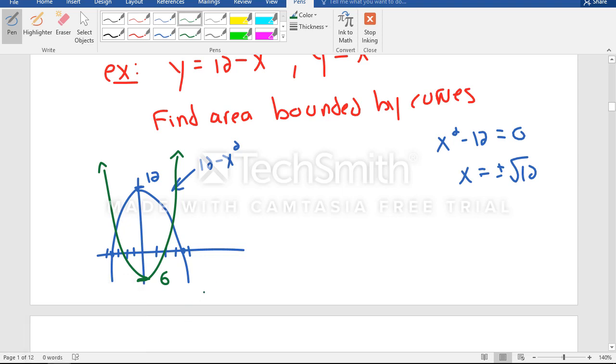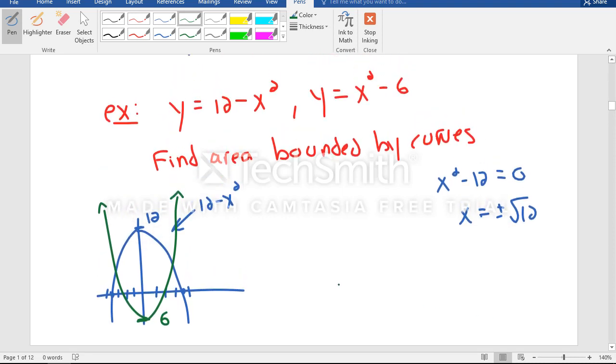All right, I actually could have graphed the other parabola in that same manner. I made that a little bit more difficult than I really needed to. This is negative x squared shifted up 12 units. Now, the instructions here say find the area bounded by the curves.